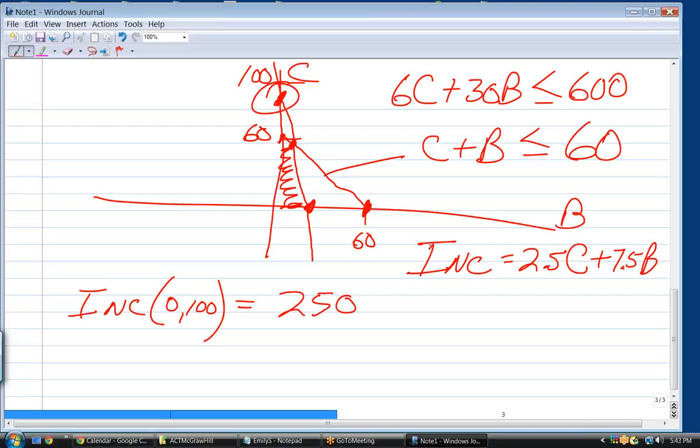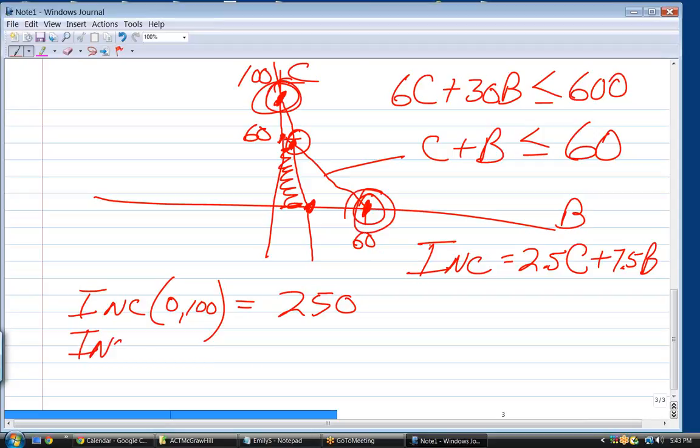And they may have drawn it opposite on your diagram. I could have put cars on the horizontal and buses on the vertical. It wouldn't have mattered. But basically what I'm interested in examining is this point, and this point. The maximum income is going to be earned at one of those points. Got it. Okay. Well, let's examine this point.